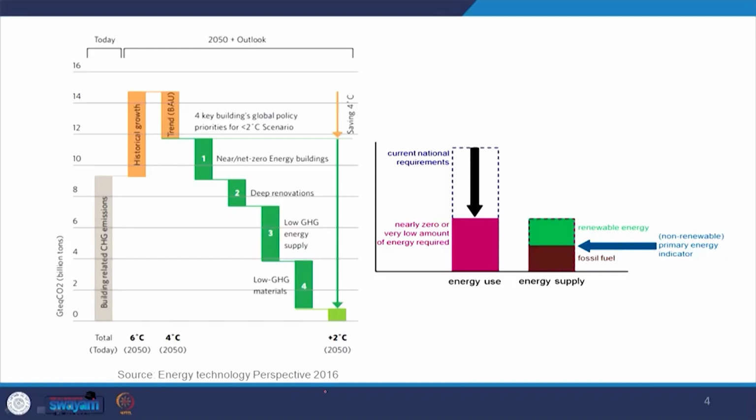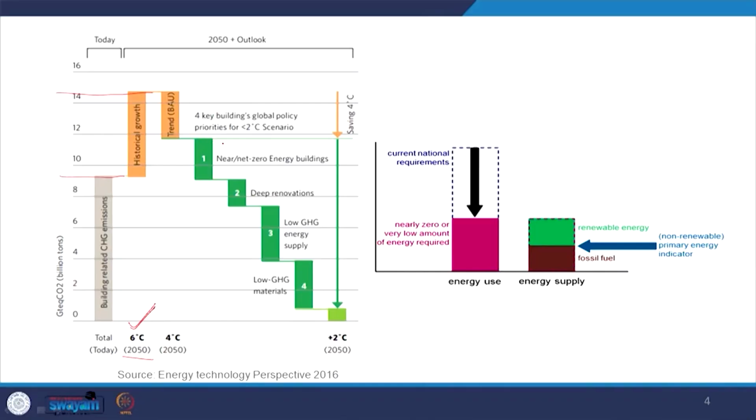This is another report by Energy Technology Perspectives which was published in 2016, and this is a global scenario, this is not for India. Currently this is in billion tons, gigatons equivalent of CO2 released, and the total is somewhere here, which is the building related GHG emissions. If it continues to grow like this, it is going to reach somewhere here by 2050, which will cause a global temperature rise of around 6 degrees centigrade. In order to reduce that and limit it at 4 degrees centigrade of rise, we have to implement the current global buildings priority for a 2 degree reduction, which will still be a 4 degree centigrade higher scenario.